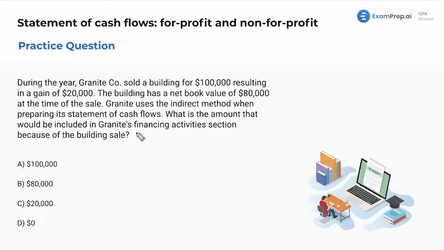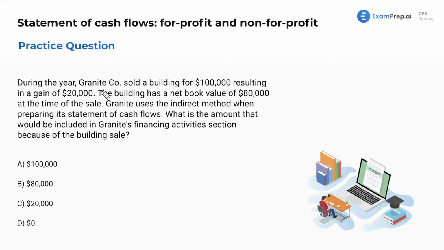As always, I enjoy looking at the actual question first and then going back and seeing what information is provided for us. The question states, what is the amount that would be included in Granite's financing activities section because of the building sale? We read this and we know it's a question in cash flows. If it didn't say that up there, if this was mixed in with other questions on the actual test, we've seen enough questions to know, okay, this is going to ask about the categorization, the classification, what type of activity it is, and what dollar amounts get added into that.